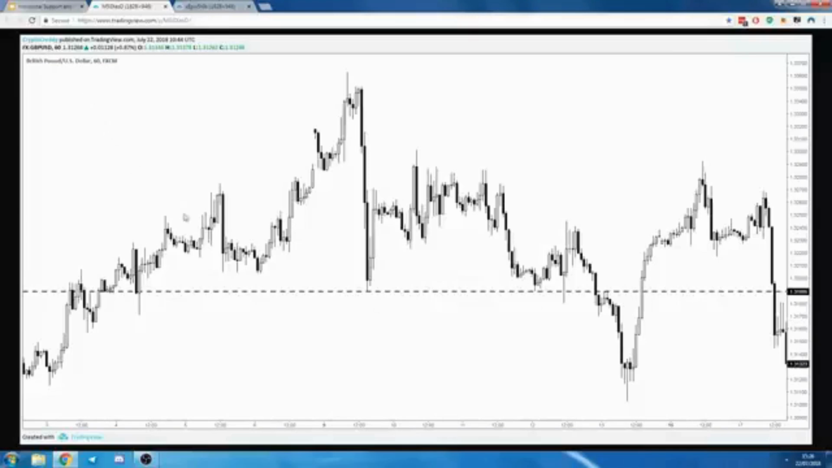We have cable here on the hourly chart, and we have some lows here, here, and then specifically this kind of structure I'm looking at. Low, low, low, and you can see the level is broken.